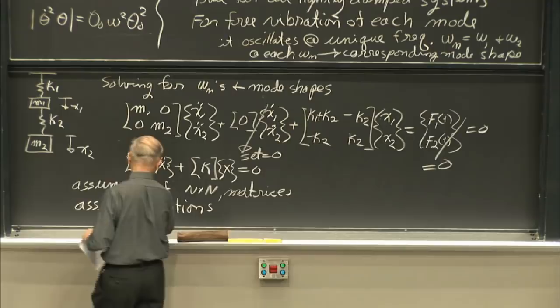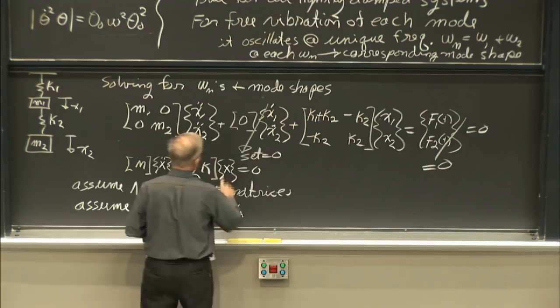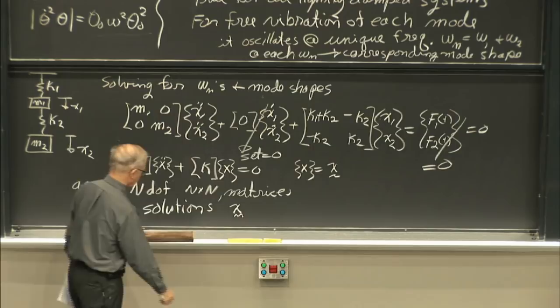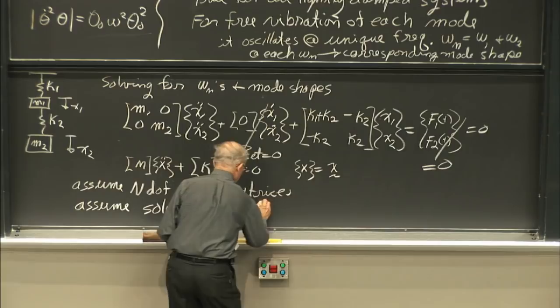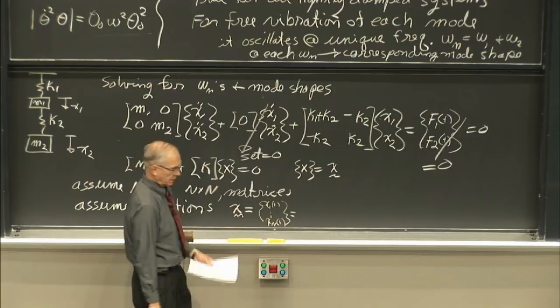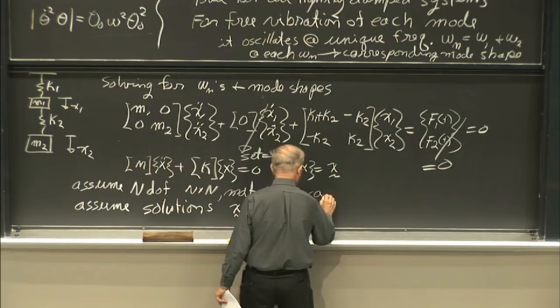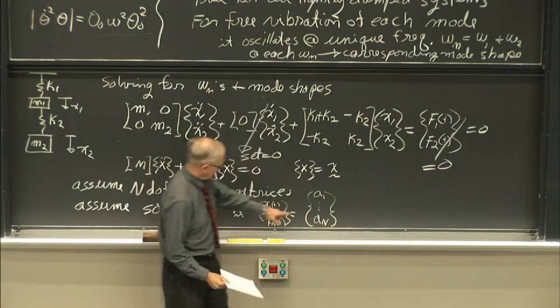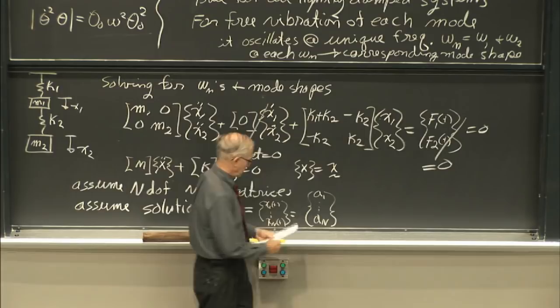You assume solutions of the form that this vector x, instead of writing the brackets, I'm going to write with a line underneath it. So x is of the form x1 of t down to xn. If you have n degrees of freedom, you're looking for a solution for that. And it's going to have an amplitude to it, a1 down to an. And this is any one mode. So any one mode will look like a set of amplitudes that govern its mode shape, and it will oscillate.